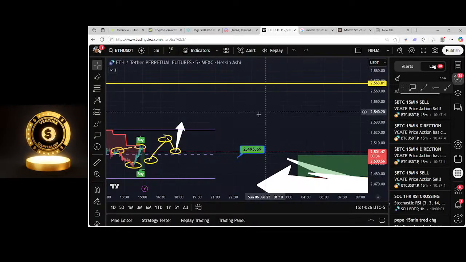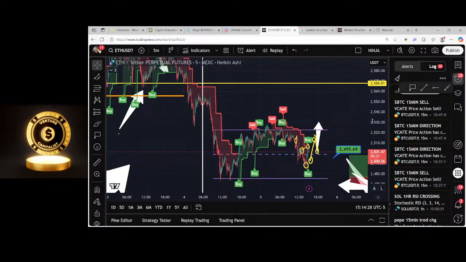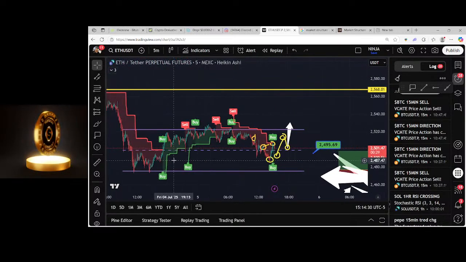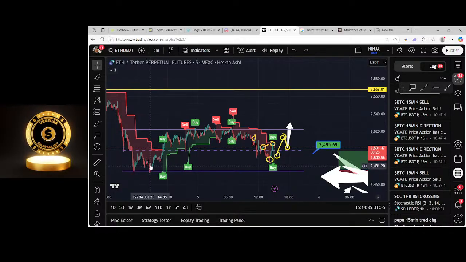Now let's take a look at Ethereum. We have the structure where we have our lower lows and then the explosion up. It consolidates and makes its big move once it pulls back.